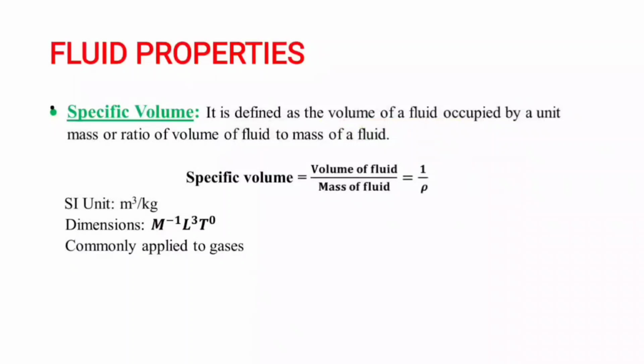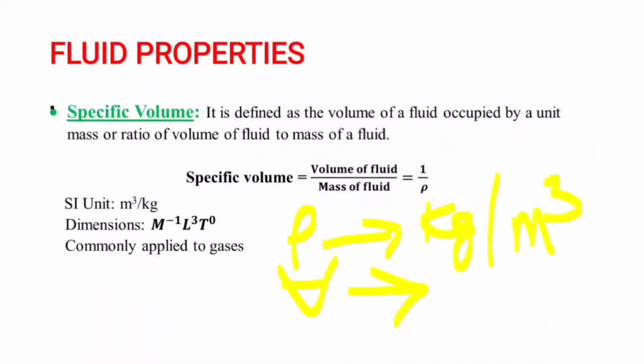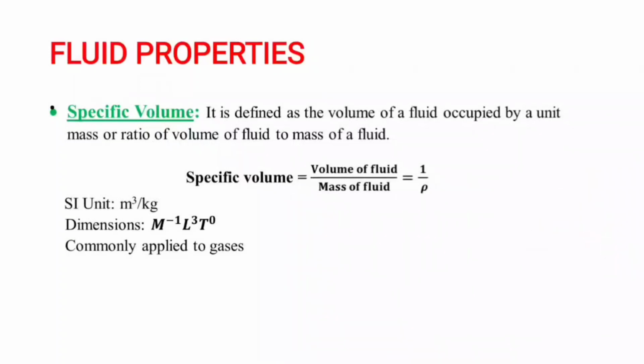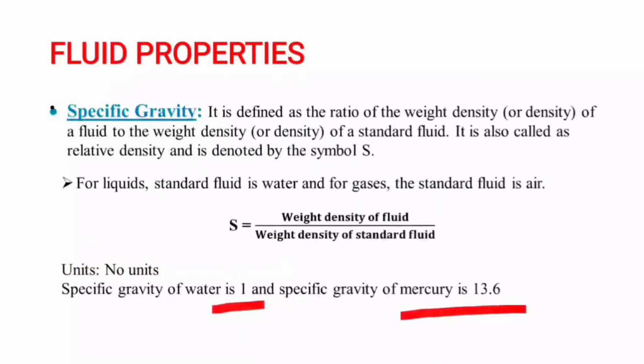The unit for specific volume is a reciprocal. Rho has units of kg per meter cube, so the unit for specific volume is meter cube per kg. How to write dimensions and how to derive dimensions we saw for the two quantities, mass density and weight density. In the same manner you derive the dimensions for specific volume also. It is commonly applied for gases, not for liquids.